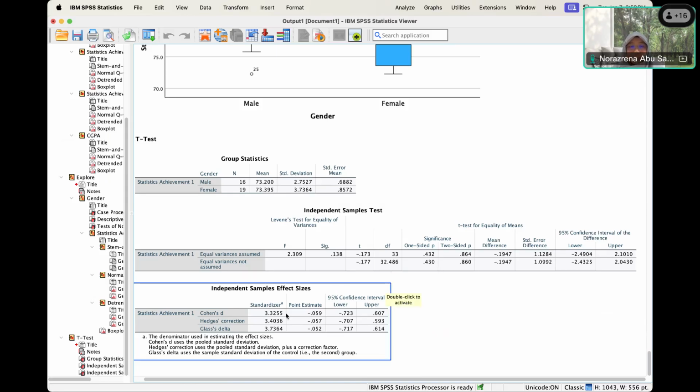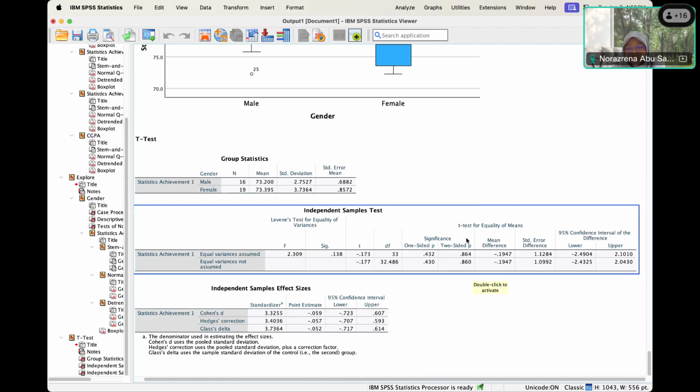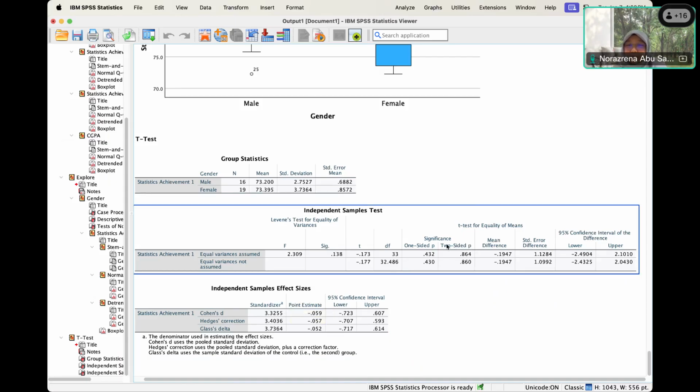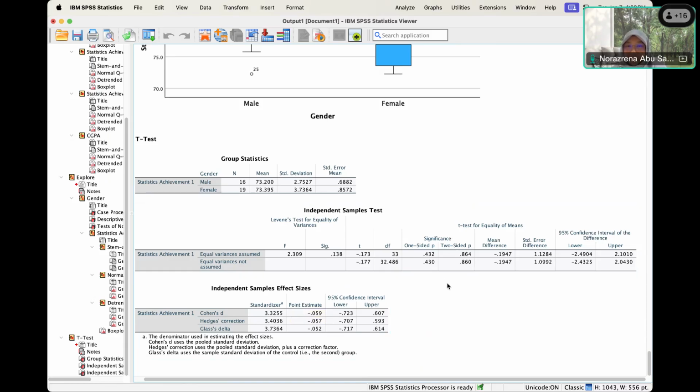Okay? And here there is the Cohen's d point estimate. This is the effect size. This is only if there is a significant difference. Let's say here less than 0.05, it means that there is an effect. So if there is an effect, you need to find out the effect size, how big is the effect. If there is no significant difference like this example, because it is greater than 0.05, no need to look at here. Okay, Doctor. Thank you, Doctor.